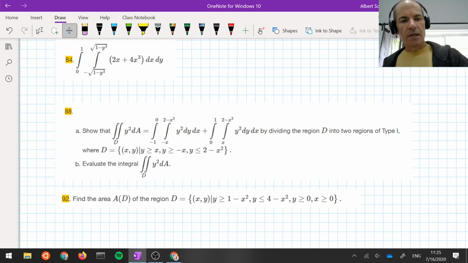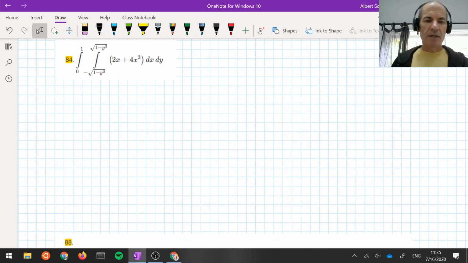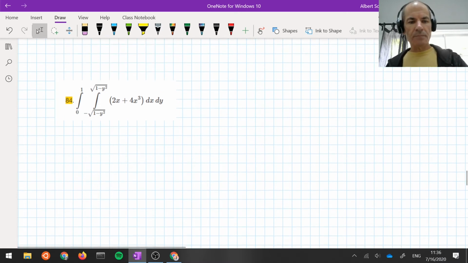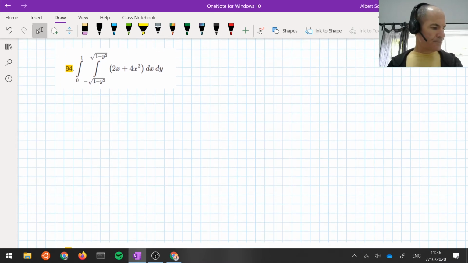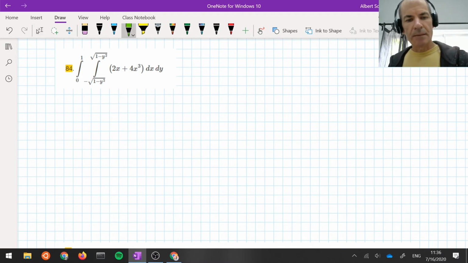All right, let's do a couple more of these. Again, very skills-based section, a lot of practice here. In problem 84, you're just asked to evaluate this particular integral, and it looks horrible, but let's just start cranking away and see what happens. So we're going to do the inner integral.